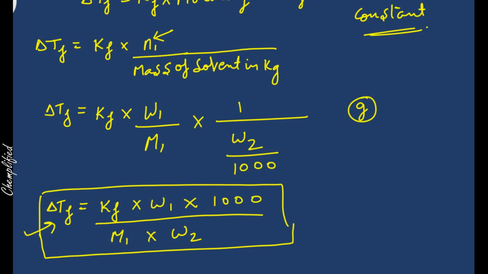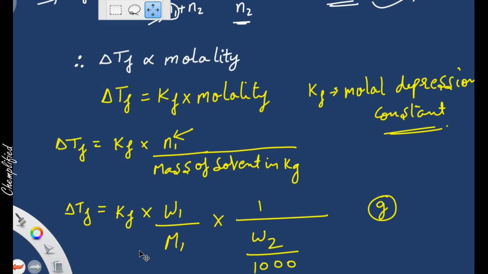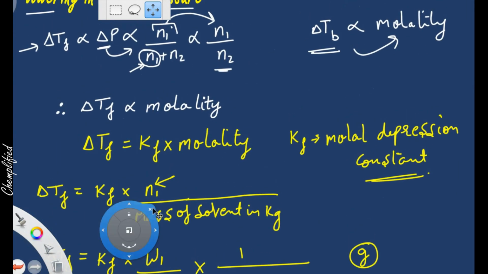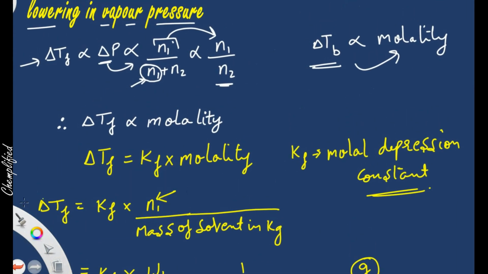All right, so this was your depression in freezing point. Now why is this also a colligative property? Because it depends on the number of moles of solute. And what are colligative properties? Colligative properties are those physical properties of the solution which depend upon the relative number of solute particles.